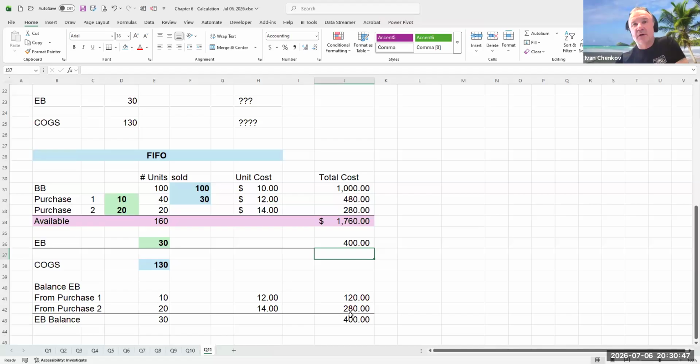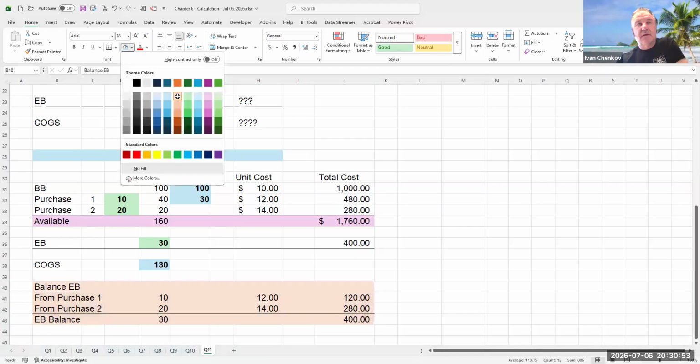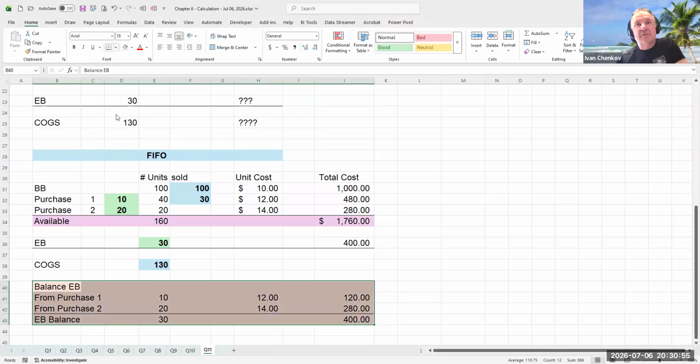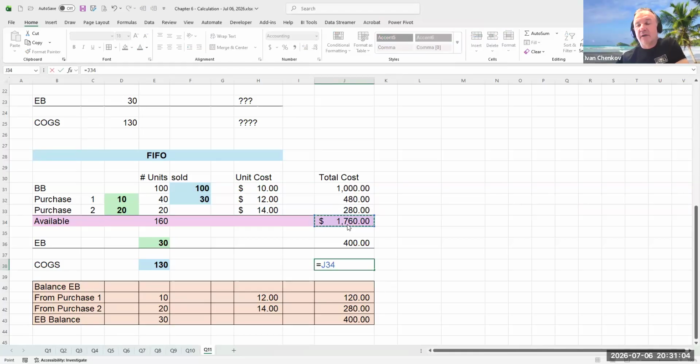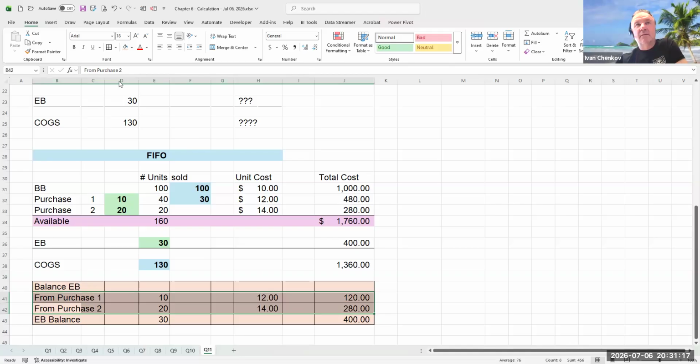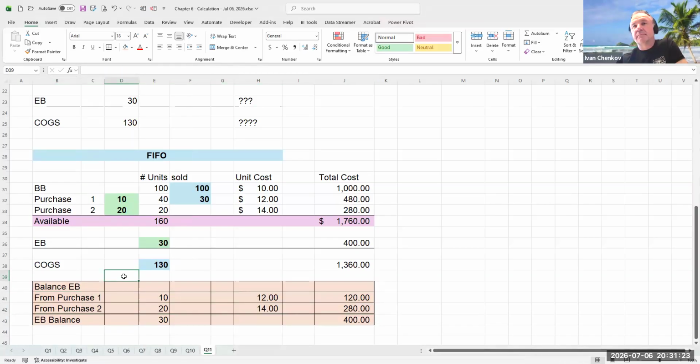Now, if this 400 comes from this calculation, the question is, how much is the cost of goods sold? Now, can you tell me how much is the cost of goods sold? Available minus ending balance, cost of goods sold. Does this make sense? That's first in, first out.